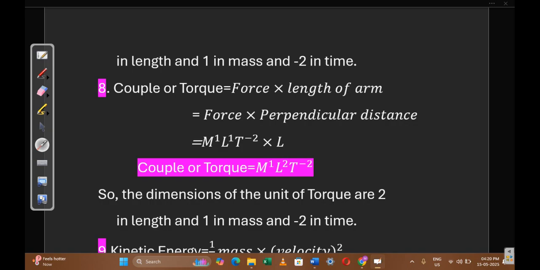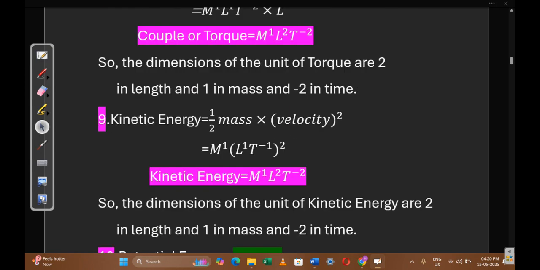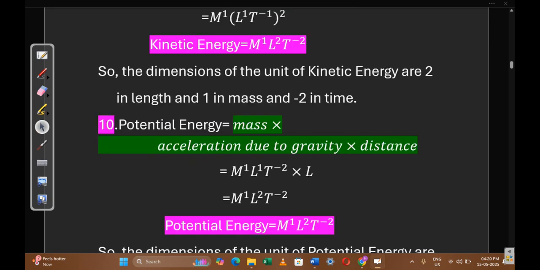Next one is kinetic energy. Whatever the energy may be, kinetic energy, potential energy, heat energy, whatever the formula of energy may be, the dimension formula is M L square T power minus 2. Formula for kinetic energy is half m v square. Dimension formula is M L square T power minus 2. Like that, the dimension formula of potential energy is also M L square T power minus 2. The formula is different, that is mgh.